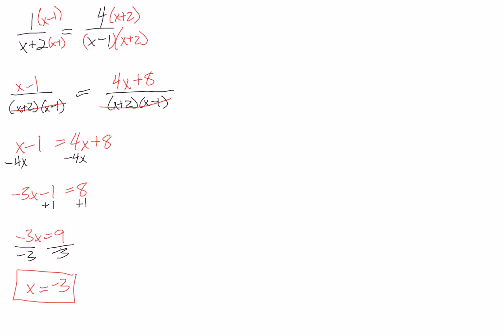Okay, so this is the kind of question especially where you want to check your answer. So if we go back to the original question, our non-permissible values, we couldn't have a negative 2. And we couldn't have a positive 1. So as long as our answer isn't one of those two, we're good. So in this case, minus 3 is different than those, so we're good. That is our correct answer.